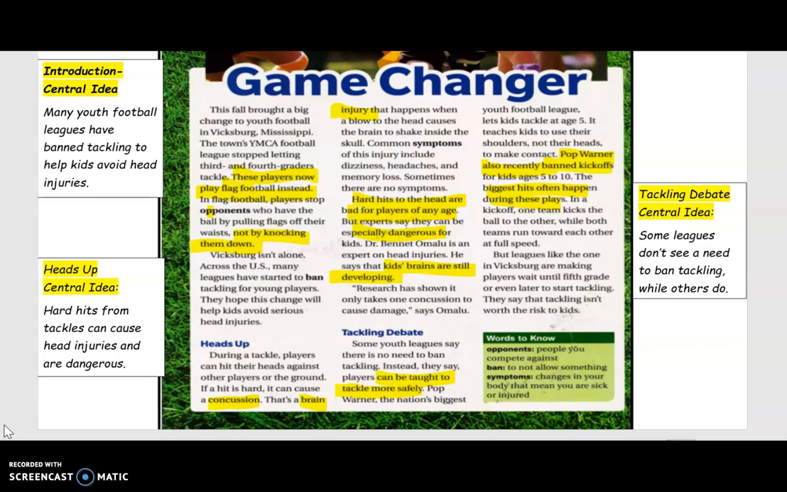And then we also said while others do. So down here it says, but leagues like Vicksburg are making players wait until 5th grade. So that would support the idea that others do see a need to ban tackling. So I'm going to highlight that as well. Leagues in Vicksburg are making players wait until 5th grade because it isn't worth the risk. Okay. All right.